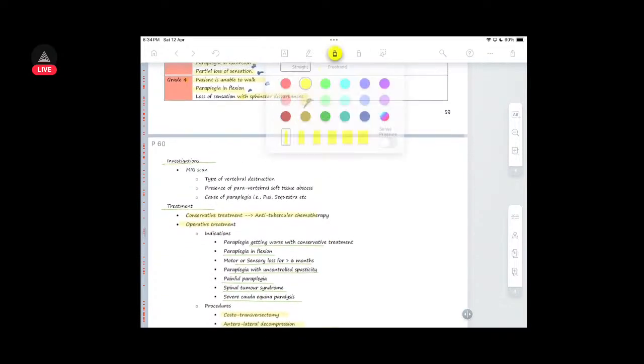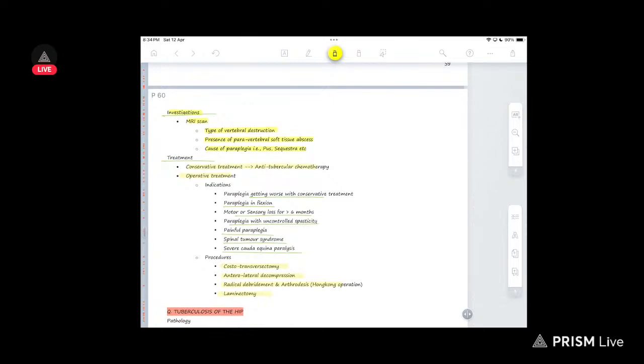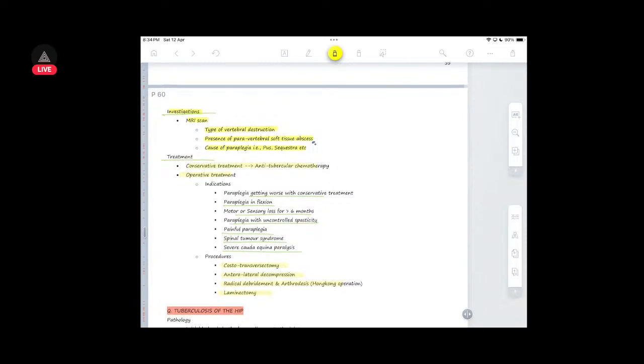So investigations, you can perform an MRI scan. The type of vertebral destruction can be found out, presence of paravertebral soft tissue abscess can be found out, and the cause of paraplegia can also be found out. Type of vertebral destruction: anterior, central, discoid, posterior, paradiscal. Presence of paravertebral soft tissue abscess. Causes of paraplegia, you will have pus or sequestra, etc.